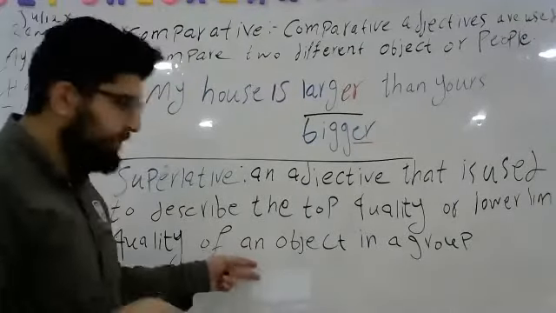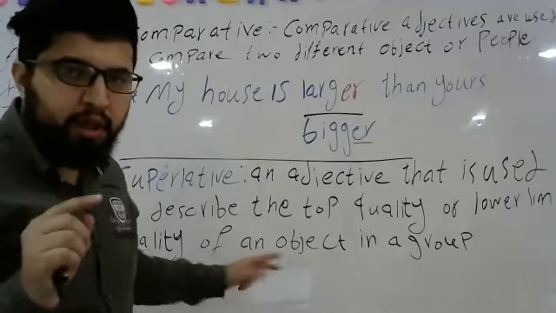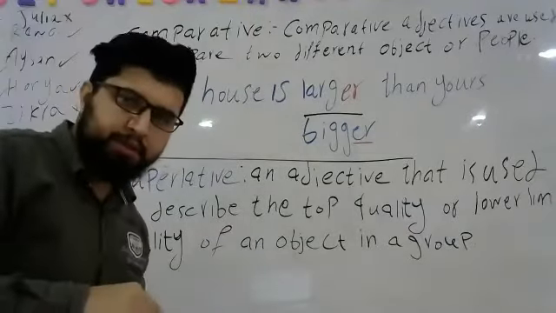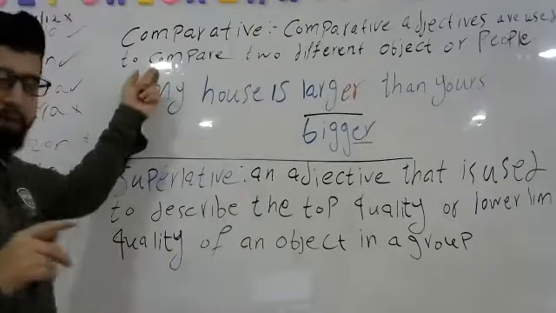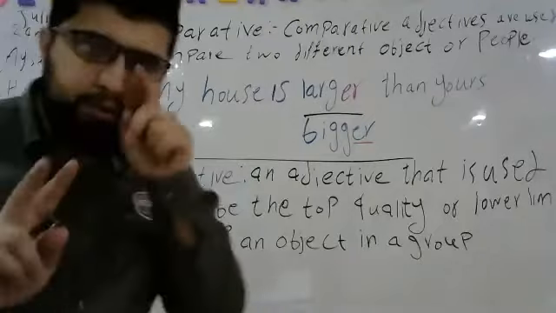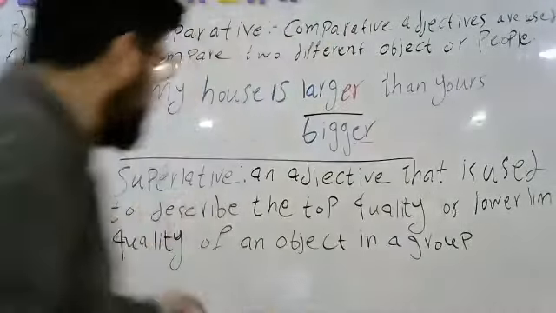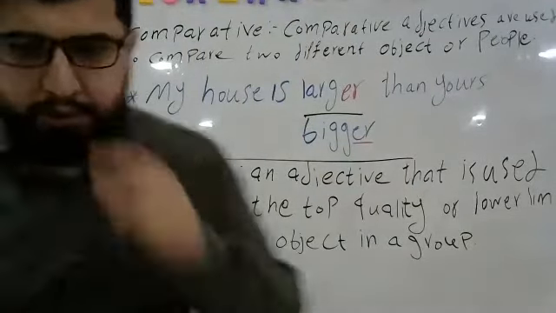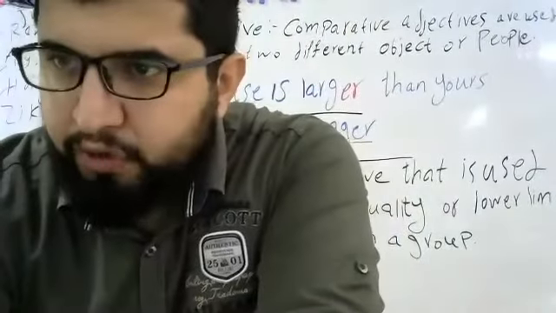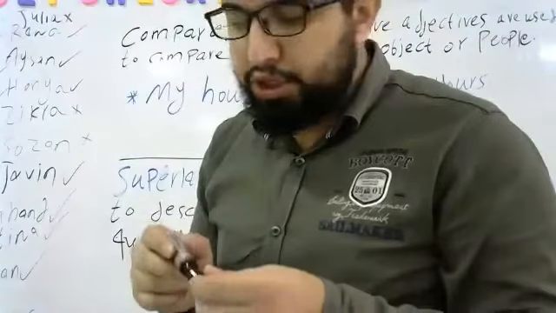What's the difference is that first you talk about the top quality, the highest or the lowest in the superlative, but in comparative you talk about two people, okay? Two people or two objects. Not here, you talk about three, okay? So let me give you a visual representation.